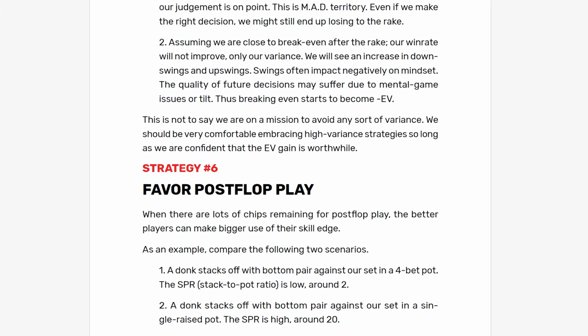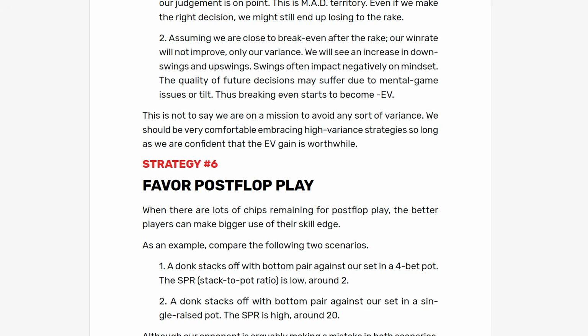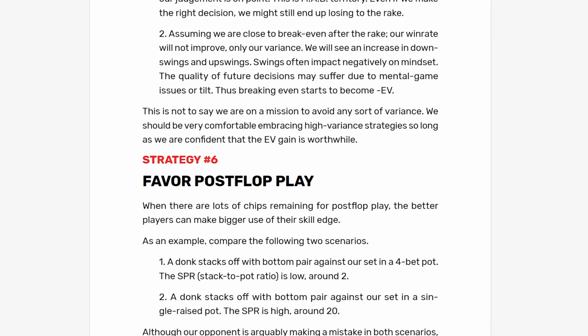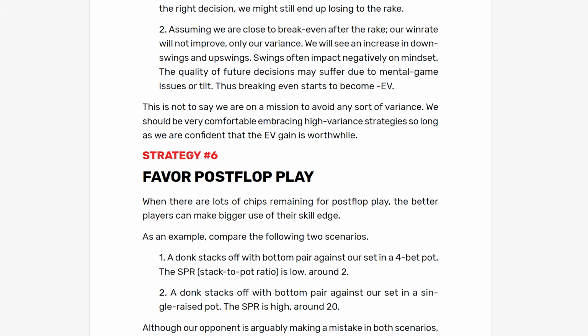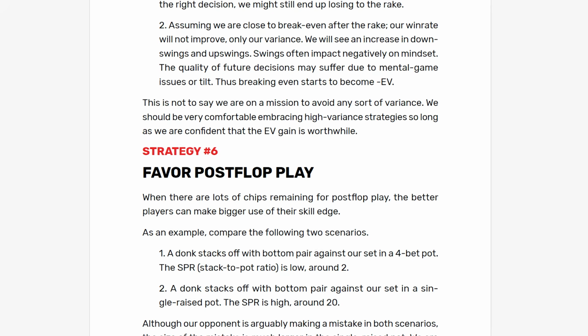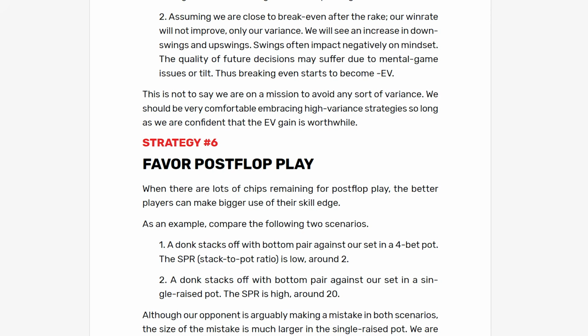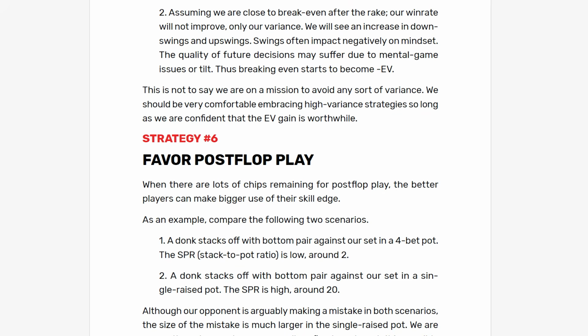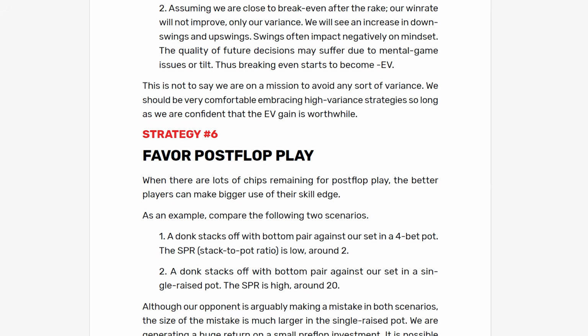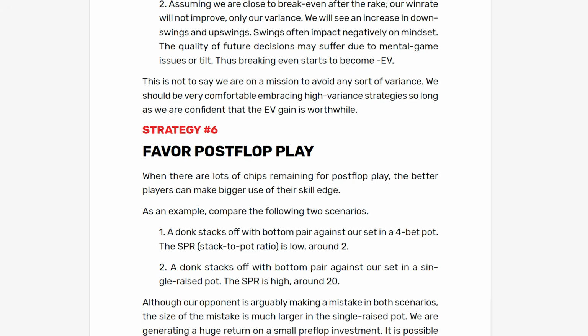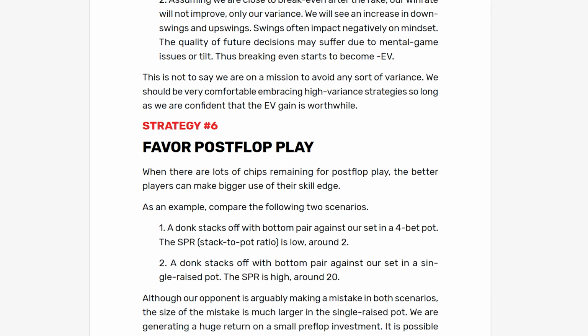This is not to say that we are on a mission to avoid any sort of variance. We should be very comfortable embracing high variance strategies so long as we are confident that the EV gain is worthwhile. Strategy 6. Favor post-flop play. When there are lots of chips remaining for post-flop play, the better players can make bigger use of their skill edge. As an example, compare the following 2 scenarios.